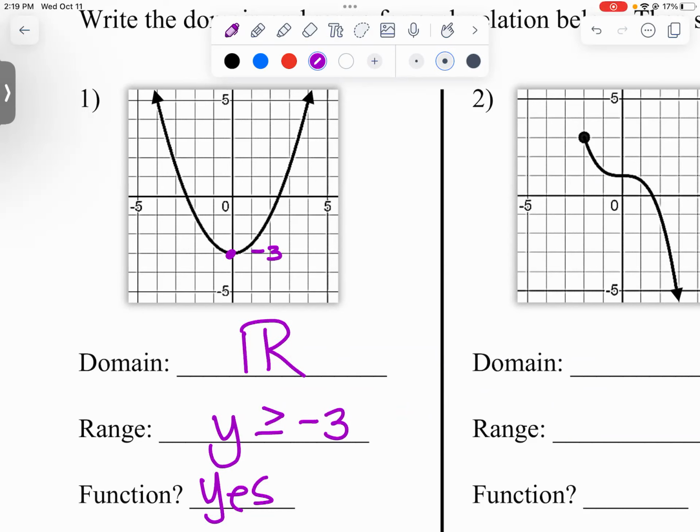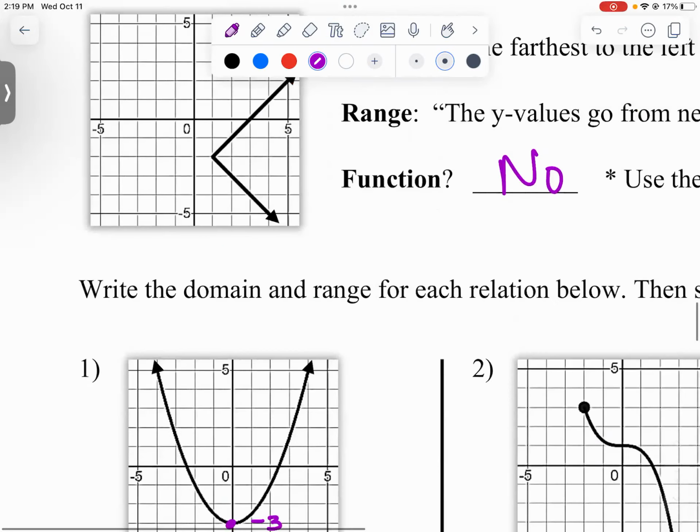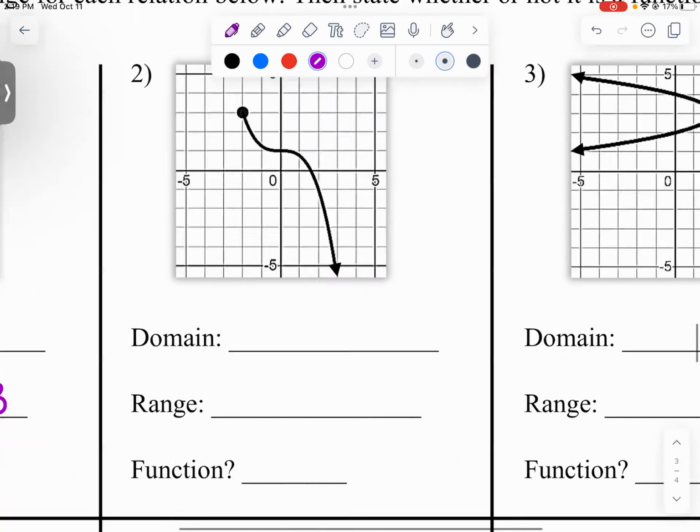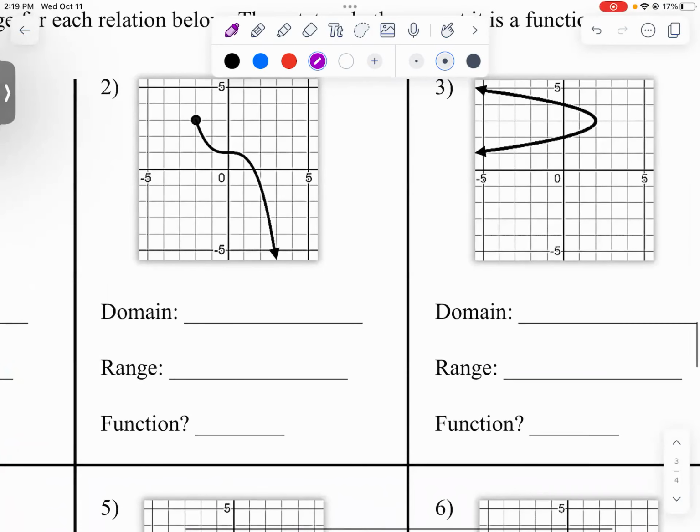So I have a question. You got domain for number one is x is greater than -1, but on this one we got all the numbers. How is that possible? Because from left to right, I have X's everywhere. But here, from left to right, I have blank space right here. I don't have any X's here.